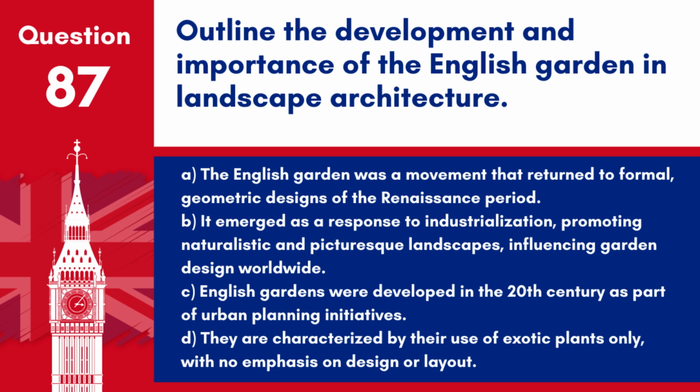Question 87. Outline the development and importance of the English garden in landscape architecture. A. The English garden was a movement that returned to formal, geometric designs of the Renaissance period. B. It emerged as a response to industrialization, promoting naturalistic and picturesque landscapes, influencing garden design worldwide. C. English gardens were developed in the 20th century as part of urban planning initiatives. D. They are characterized by their use of exotic plants only, with no emphasis on design or layout.